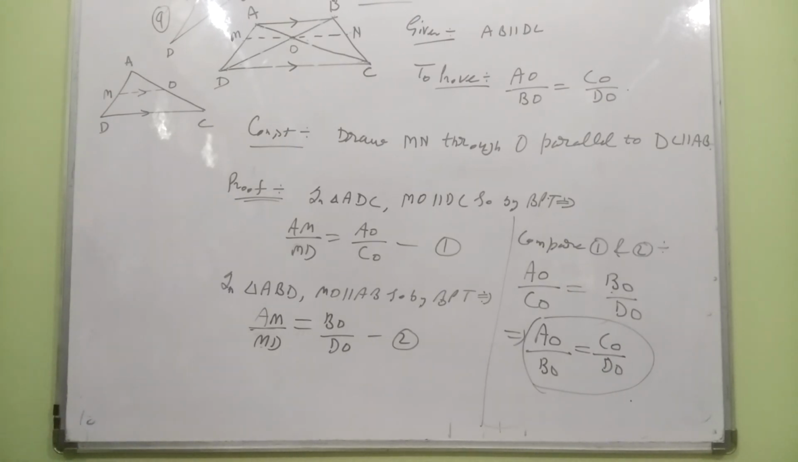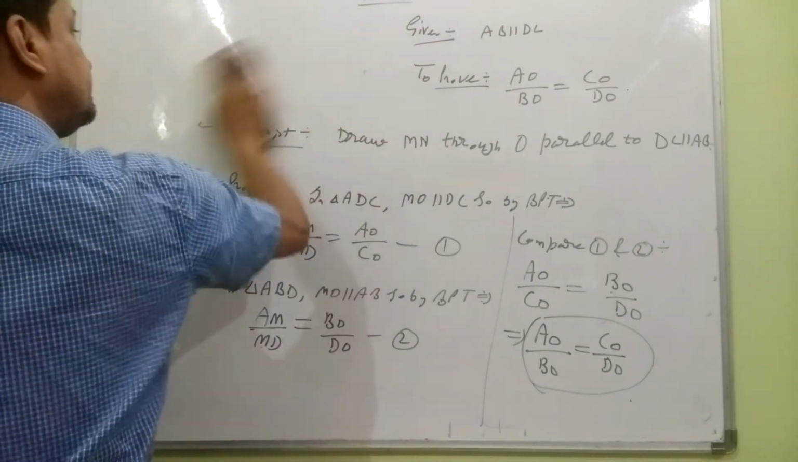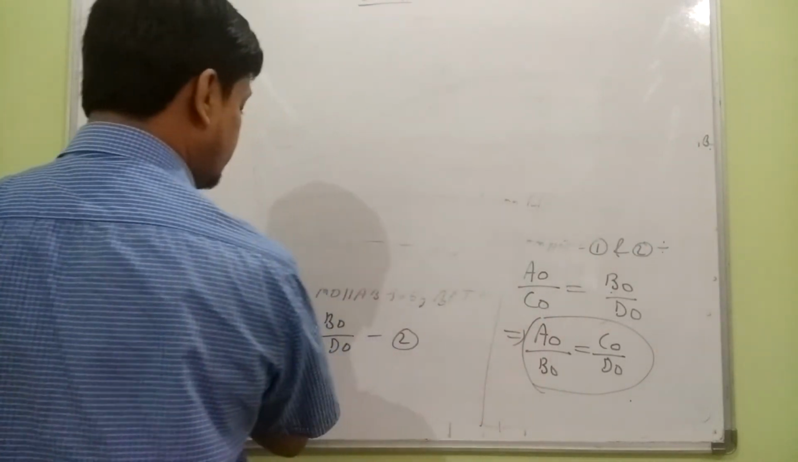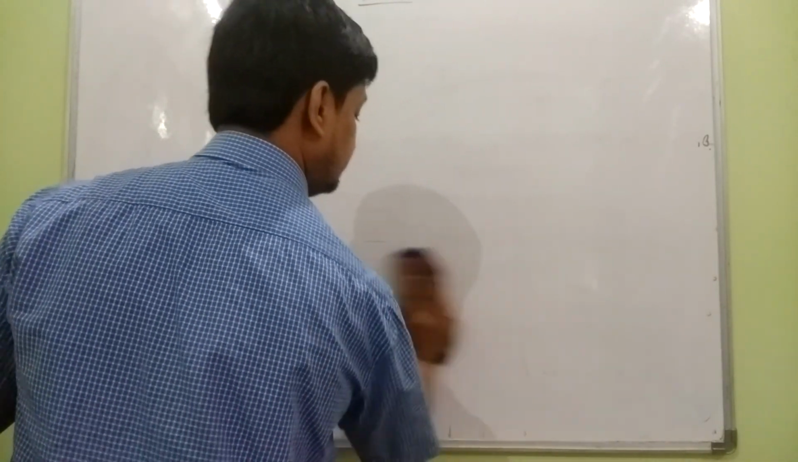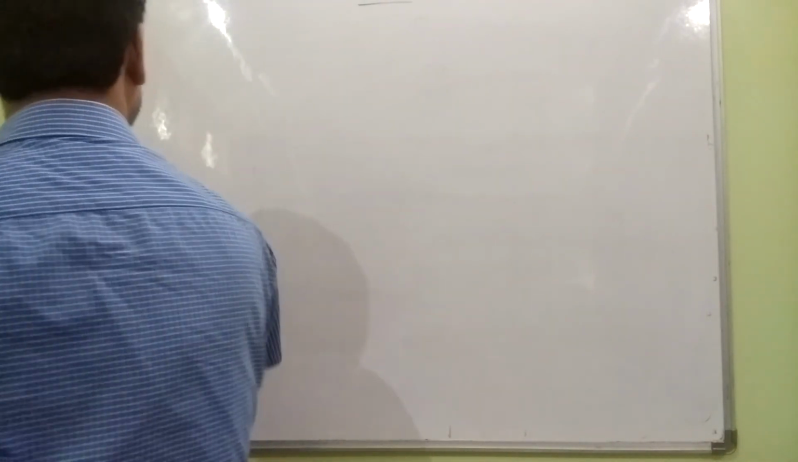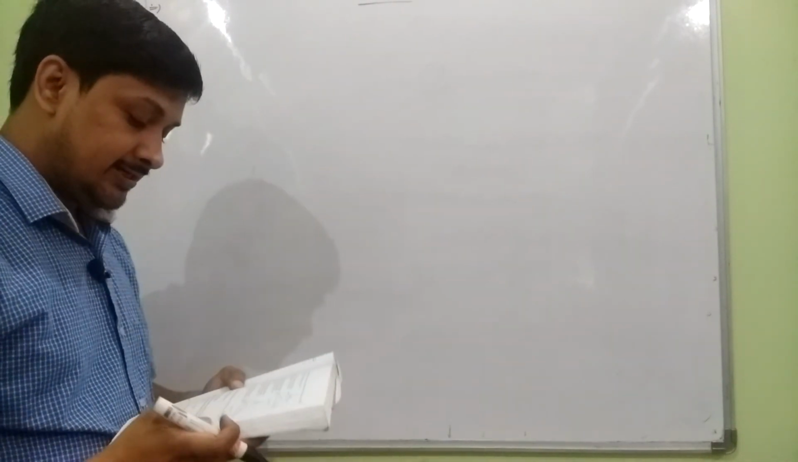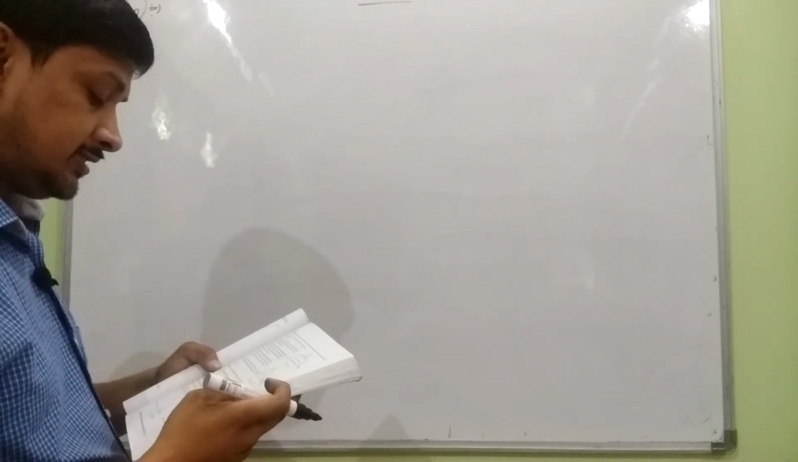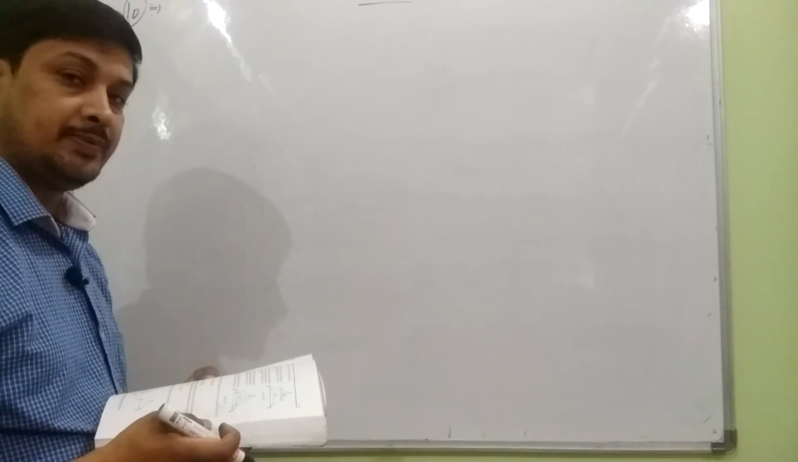Okay, students. So after it we have the last question of the exercise, question number 10. This question is the opposite of question number 9, which you have done just now. What is question number 10 saying? Go through it. The diagonals of quadrilateral ABCD intersect each other at point O such that AO upon BO is equal to CO upon DO. Then show that ABCD is a trapezium.